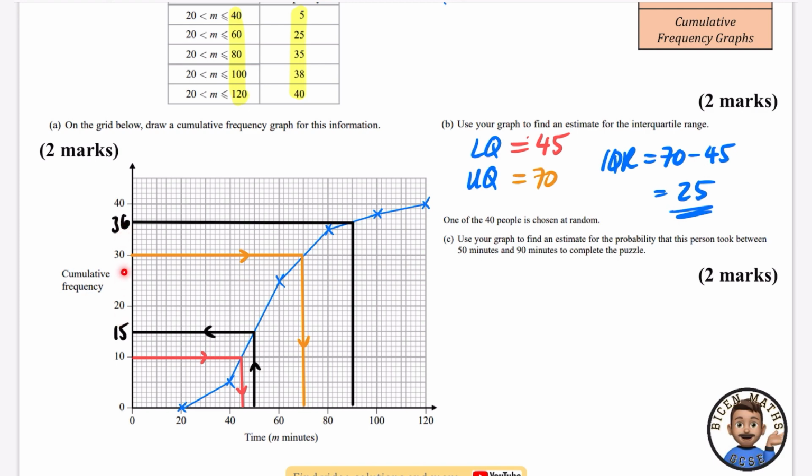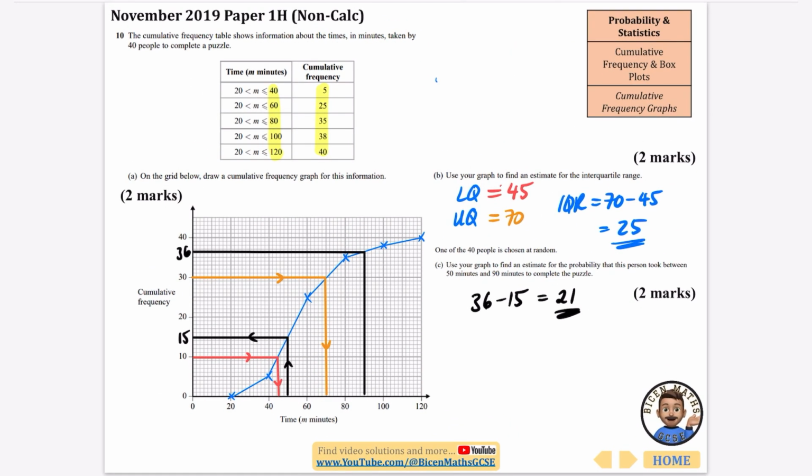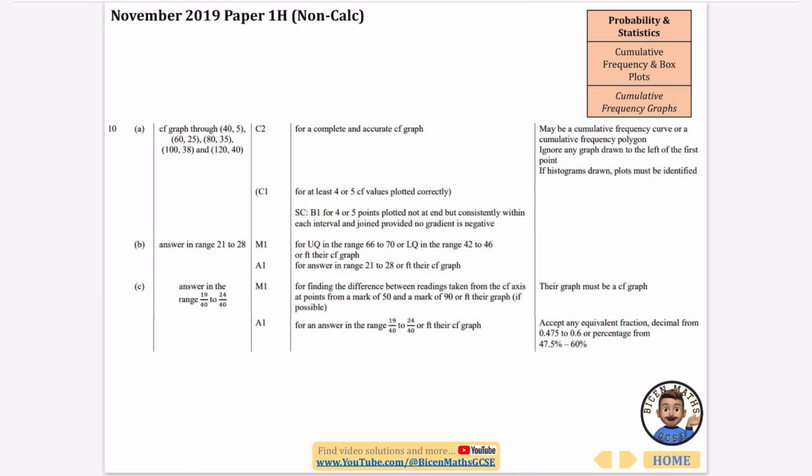So the amount of people that took in between would simply be 36 minus 15, because 36 took below, 15 took below that. So 36 take away 15, I think this is a calculator paper, but it's going to be 21 for that bit. So the cumulative frequency graph, they want you to use it for these bits. We'll just double check we've got 25 and 21. So we've got 25, which is in that range there.